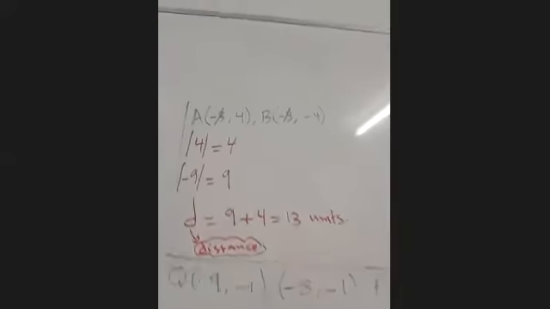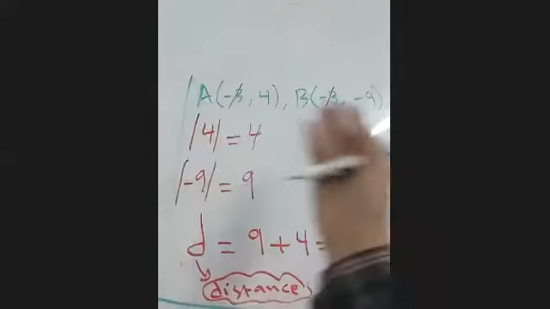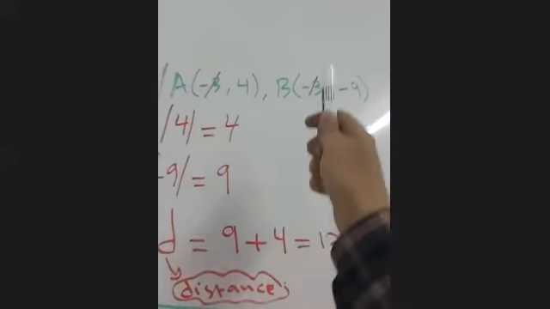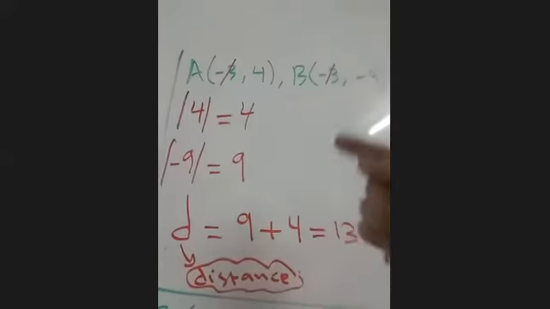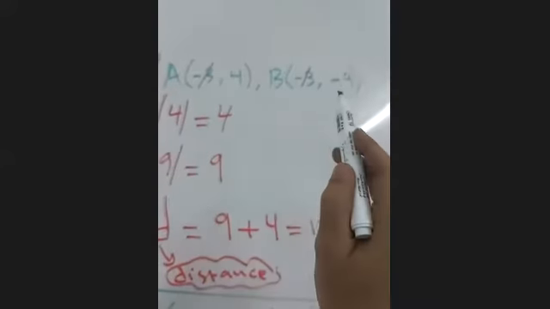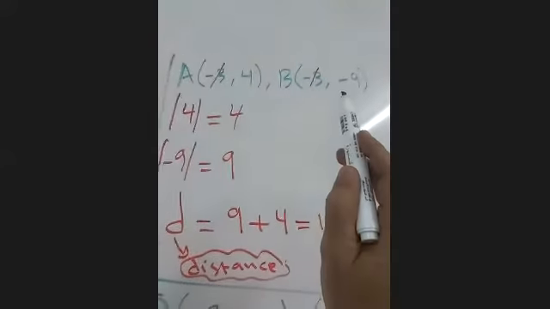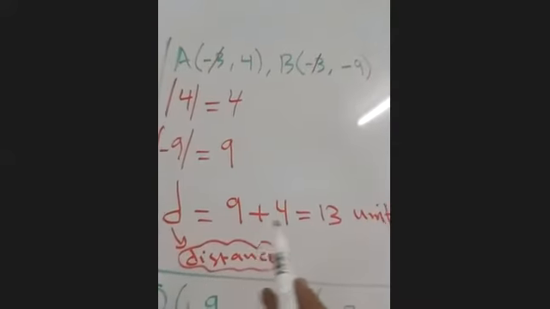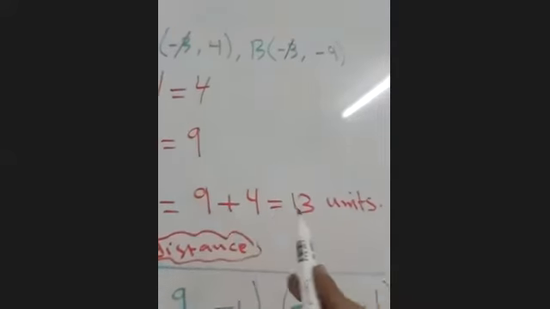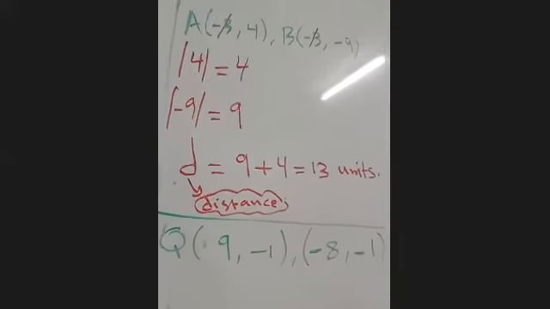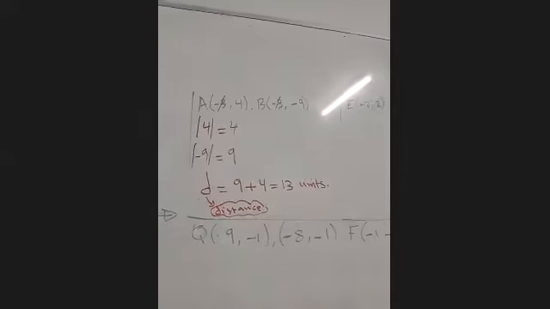Again, here we have two points. Okay. Now, the first step, ignore the similar numbers. I ignored them. The second step, find the absolute value of the different numbers. The third step, take a look at the signs here. Here positive and here negative. If we have different signs, we add the absolute values. So 9 plus 4, how much? 13. 13 what? Units, because I'm calculating what here? Distance. This is the first example.